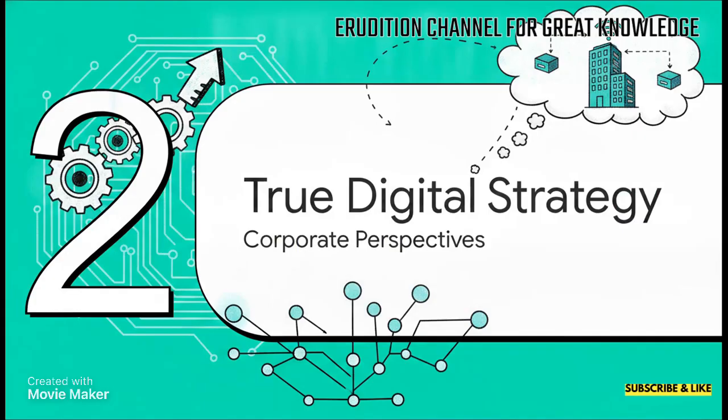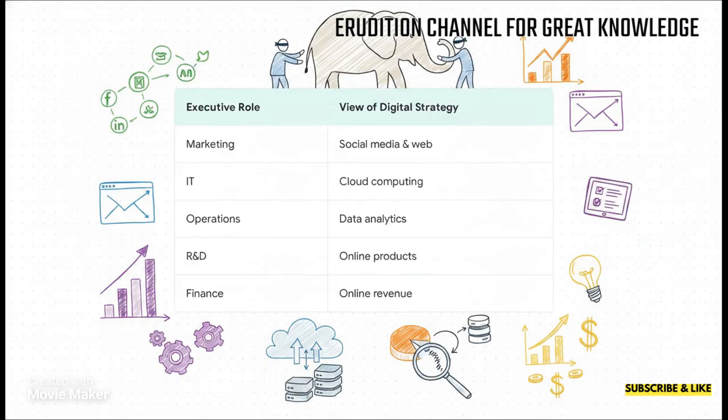Moving right along to Section 2, defining true digital strategy. Inside modern organizations, we run into this classic blind man and the elephant scenario all the time. Different departments have completely conflicting ideas of what constitutes a digital strategy. Look at this. A marketing exec looks at it and just sees social media and web channels. But the IT department? They look at the exact same strategy and see cloud computing. Operations sees data analytics, R&D sees online products, and finance is laser-focused on online revenue channels. It's wild. Every single department views the strategy solely through the lens of their own operational silo.